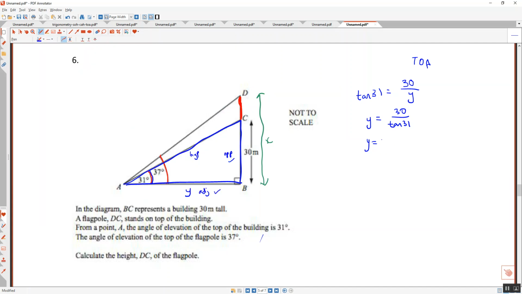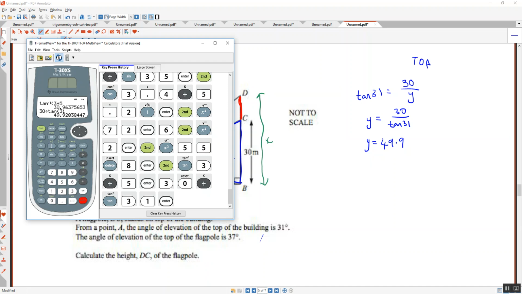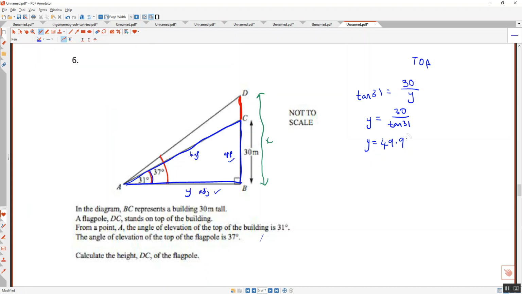Which is 49.93. Okay, so this is 49.93. Okay, now I'm going to go back to my big triangle.